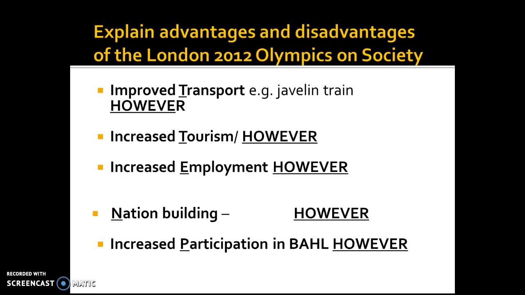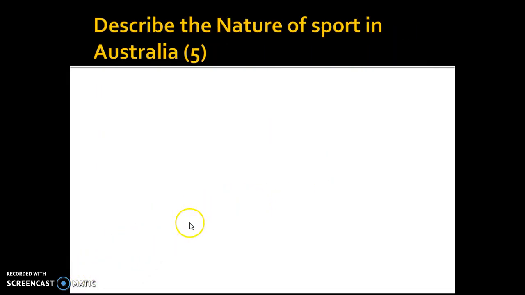You have the opportunity for nation building, so you get to promote the country. The country gets to have a sense of pride about their country due to hosting the Olympics. However, this can lead to extreme nationalism. And finally, you have increased participation in a balanced, active, healthy lifestyle. People see role models, such as Jessica Ennis, and it makes them want to take part. However, on the flip side, having so much Olympics on television can lead to the complete contrast, which would be the couch potato effect. Okay, moving on. Next one.